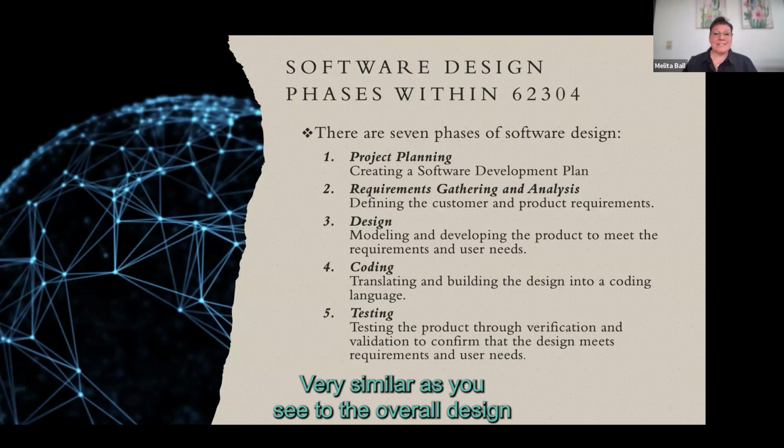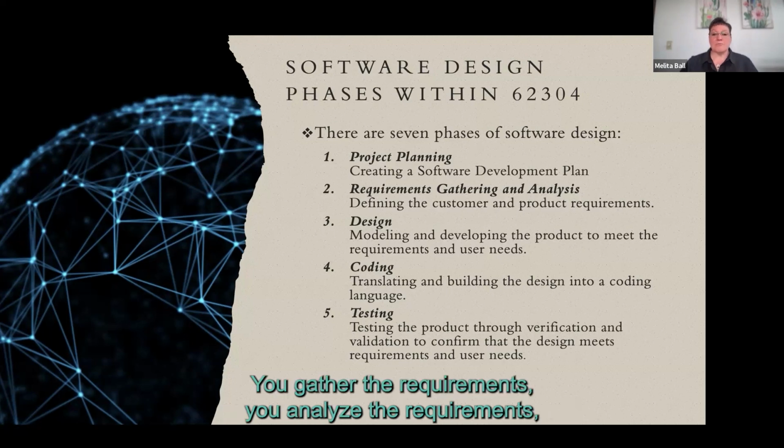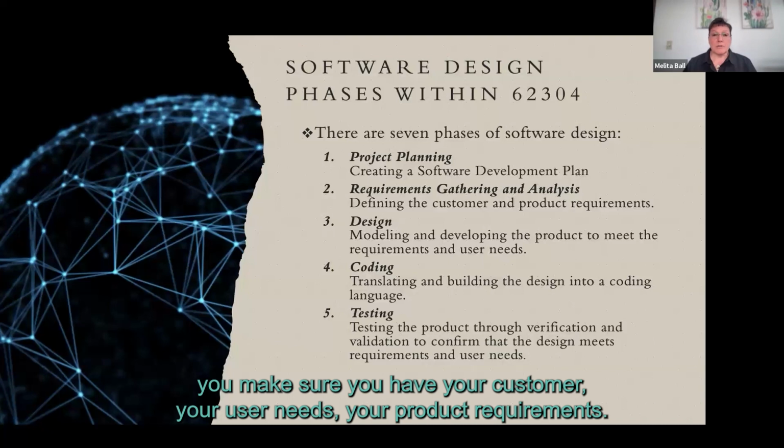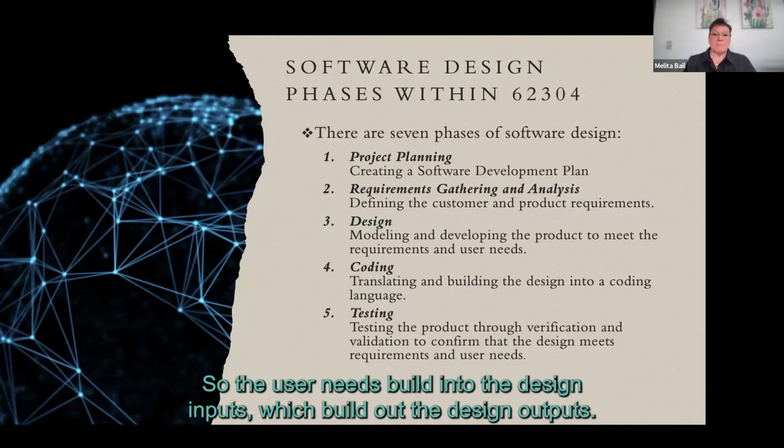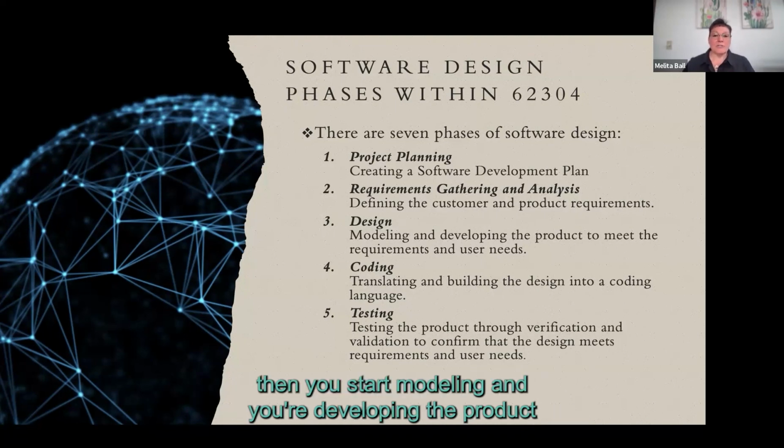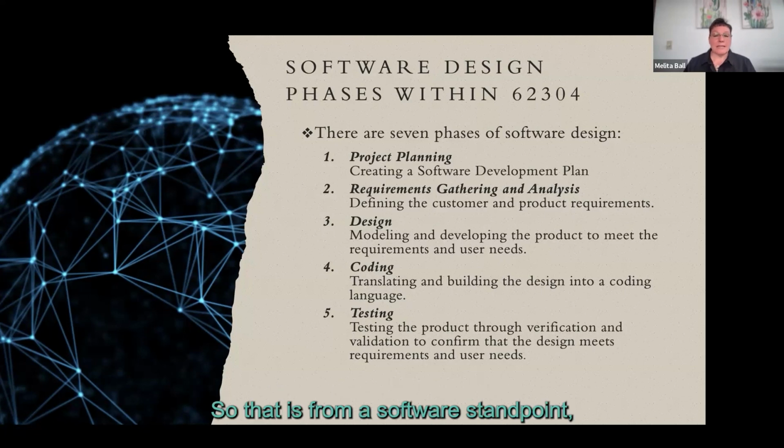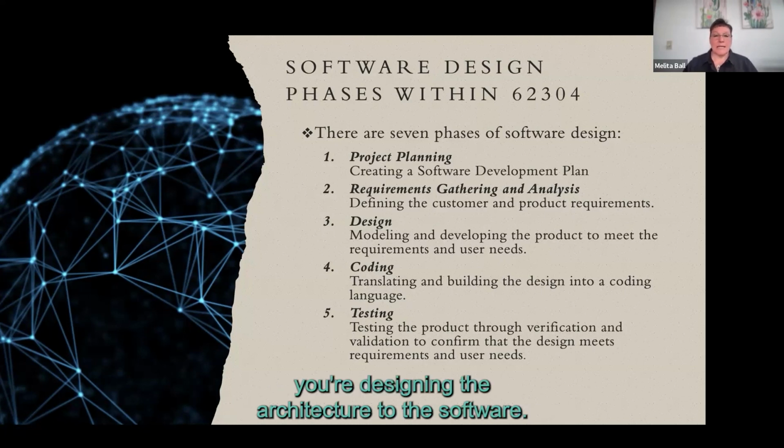Very similar, as you see, to the overall design or hardware design control requirements. You gather the requirements, you analyze the requirements, you make sure you have your customer, your user needs, your product requirements. So the user needs build into the design inputs, which build out the design outputs. And then once you have all that laid out, you start modeling and developing the product to meet the requirements and the user needs. So from a software standpoint, you're designing the architecture to the software. So all of that is built out.